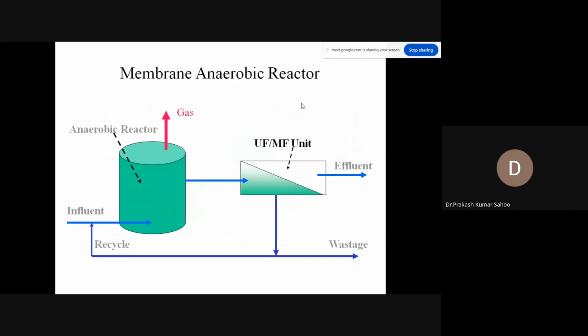Then we have the membrane anaerobic reactor. So this is a reactor where ultrafiltration or microfiltration units are there, and accordingly the flow of the influent will be in this direction. That is my anaerobic reactor. We have the separation units here, and after separation the effluents are separated, and the material which remains inside the ultrafiltration or microfiltration chamber is again recycled back to the reactor.